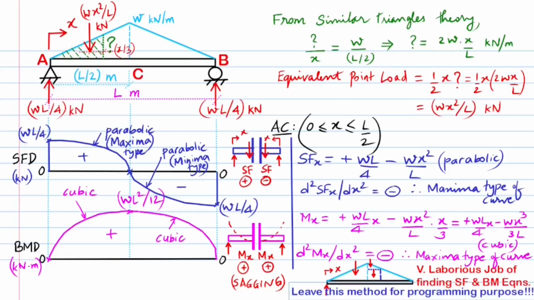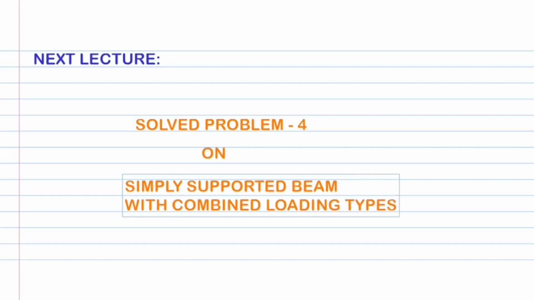The explanation of the theory for simply supported beams is hereby concluded. In the next lecture, we shall consider solving a problem of a simply supported beam with a number of loading types.